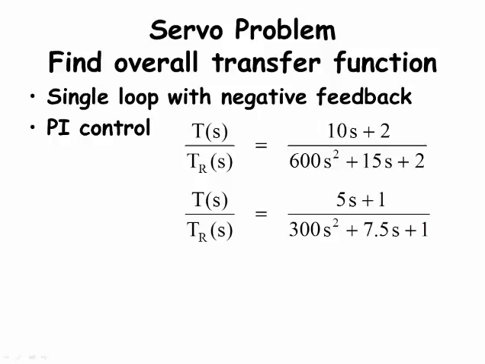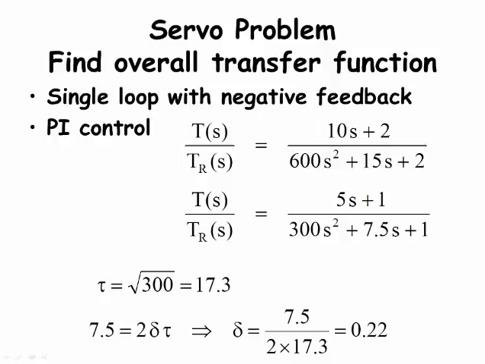After we divide the numerator and denominator terms by 2, we get that the transfer function is 5 times s plus 1 over 300 times s squared plus 7.5 times s plus 1. We can find that tau is equal to the square root of 300, which equals 17.3. Now that we have tau, we can find delta by setting 7.5 equal to 2 times delta times tau. And we find that delta is equal to 0.22.